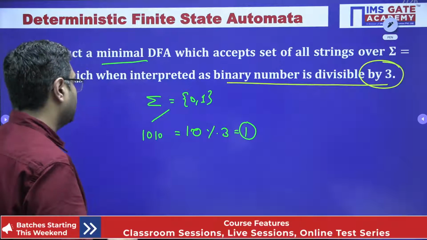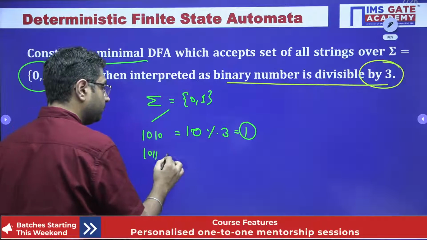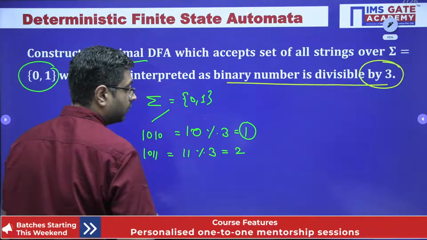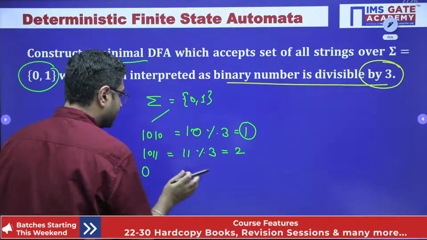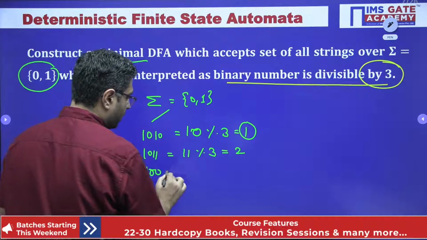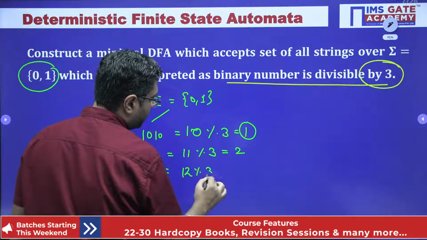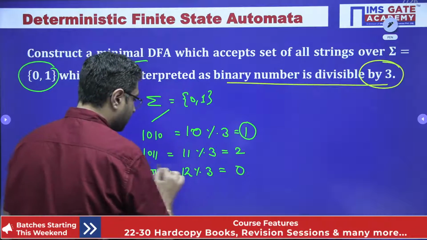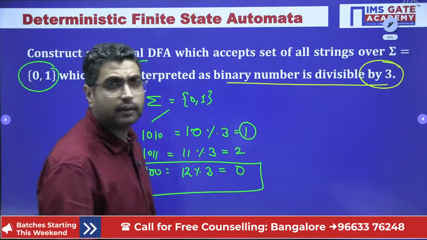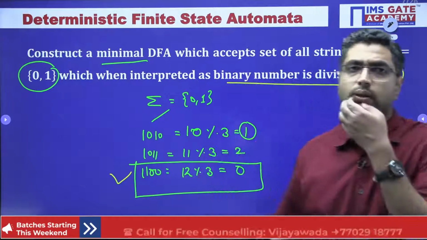Right? Now let me take 1011, which is nothing but 11. 11 when divided by 3 will give a remainder of 2. Now what is the next number? 1100. That is 12. 12 when divided by 3 will give you a remainder of 0. So this number should take you to the final state.